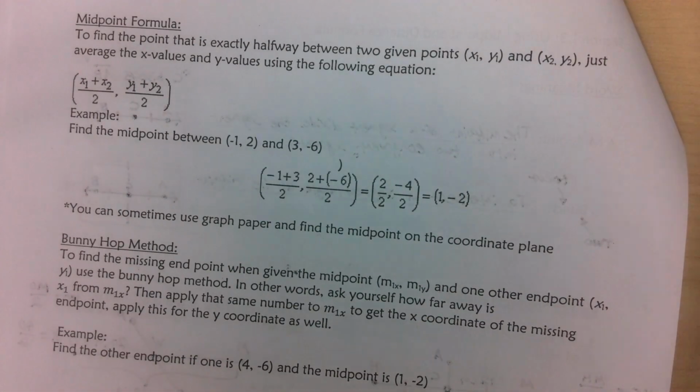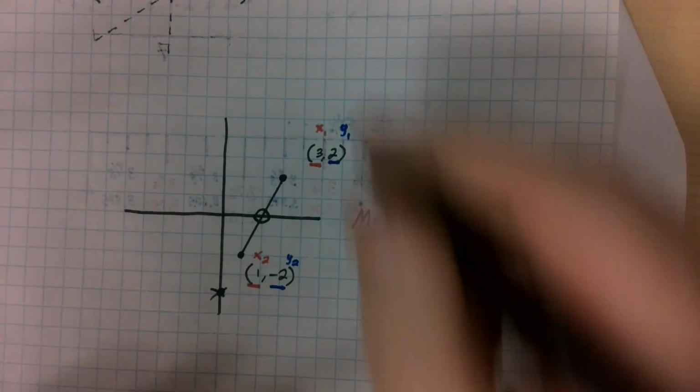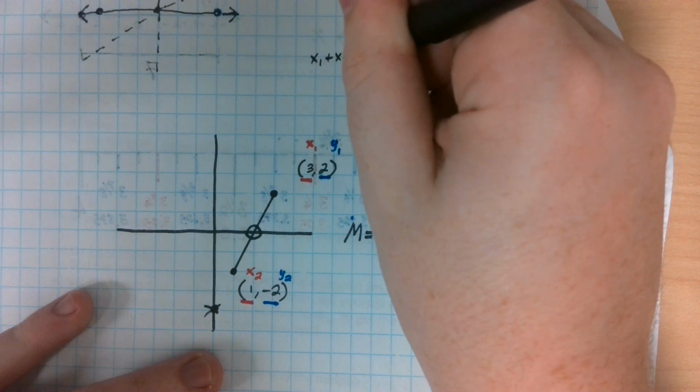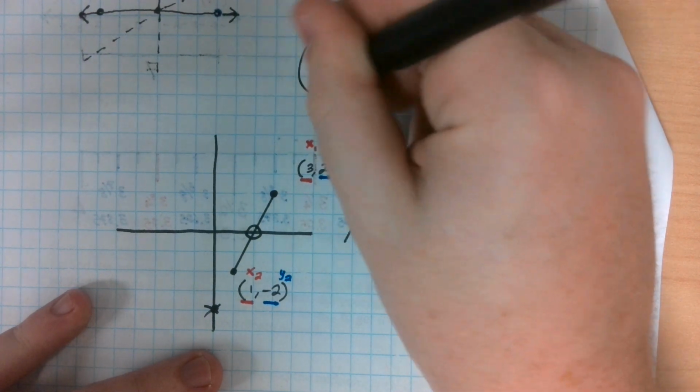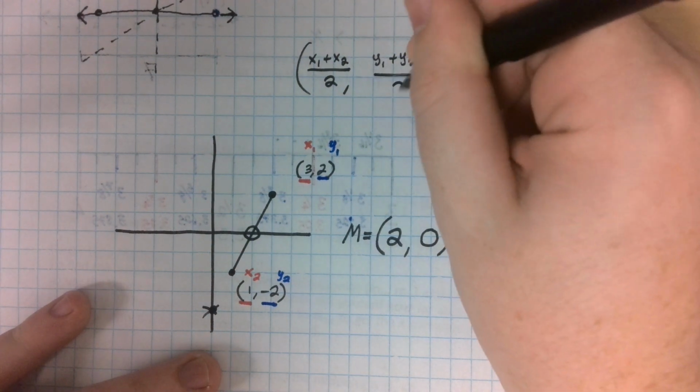Let's see if that formula works for the example points we had here. So again, the formula was add together your two x's, then divide by 2, then add together your two y's and divide by 2.